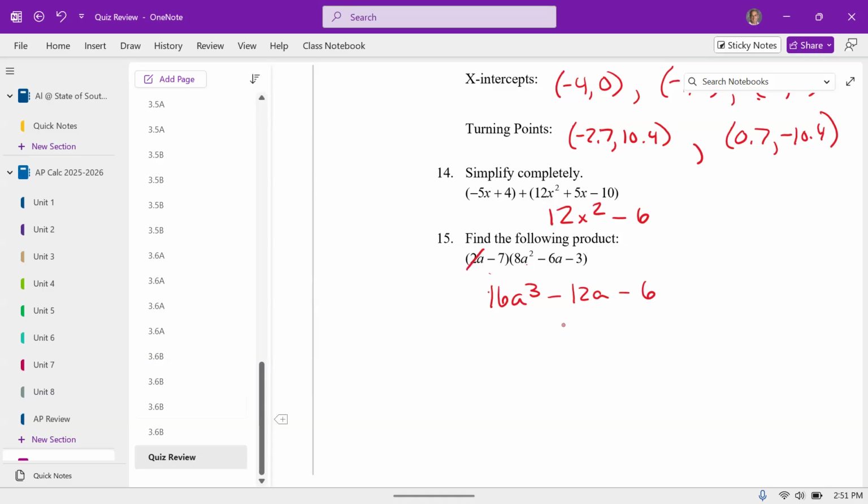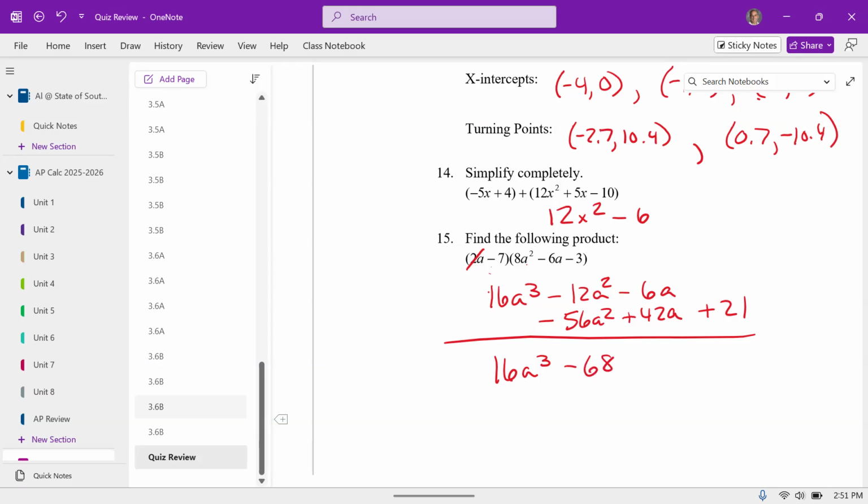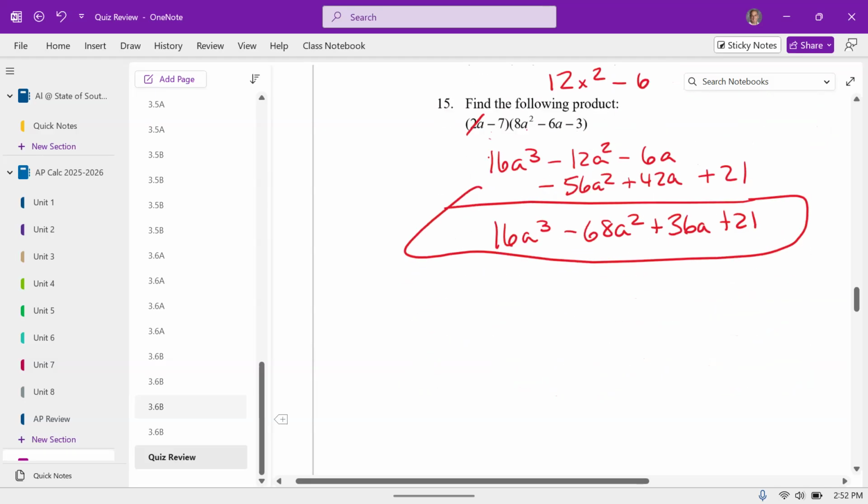Then I take negative 7 times all of them. Oops. So this is squared, and this is a. So then negative 7 times 8a squared is negative 56a squared. Negative 7 times negative 6a is positive 42a. Negative 7 times negative 3 is 21. Then I add my like terms. 16a cubed minus 68a squared plus 36a plus 21. Okay? So, there we go.